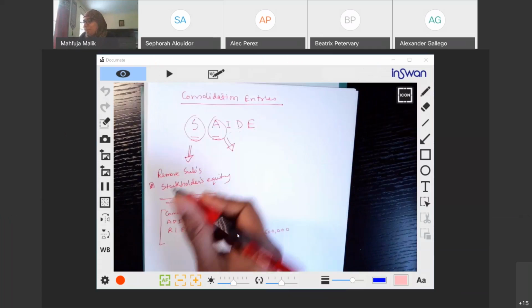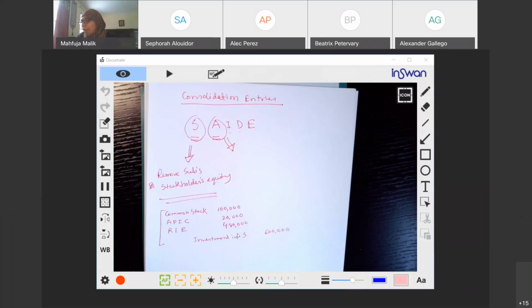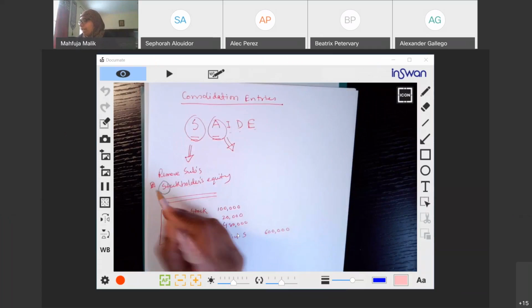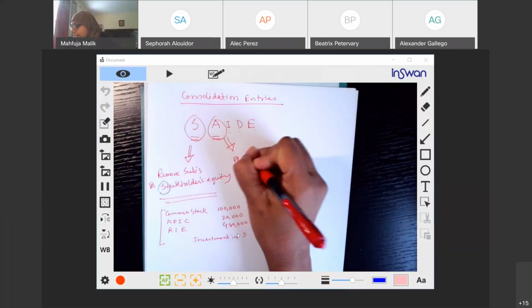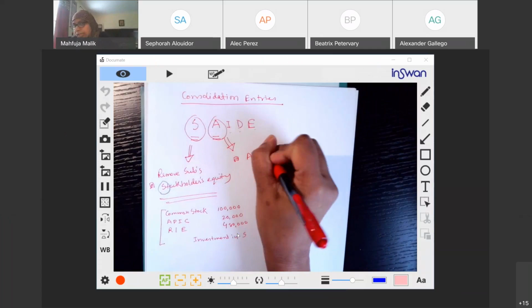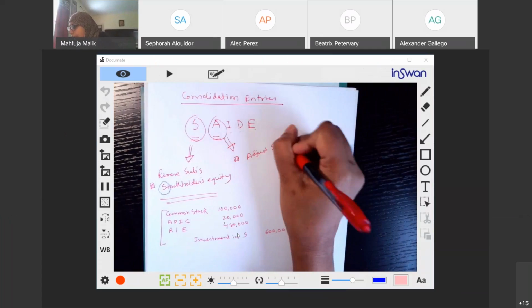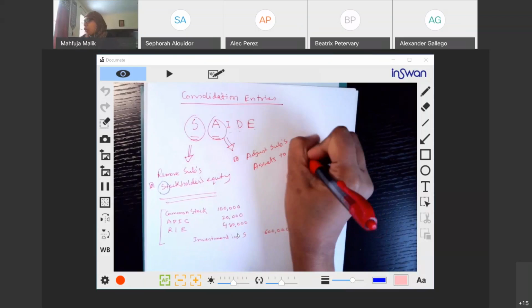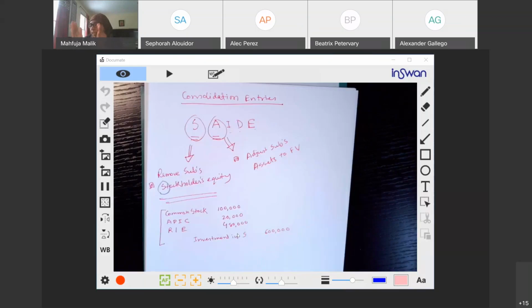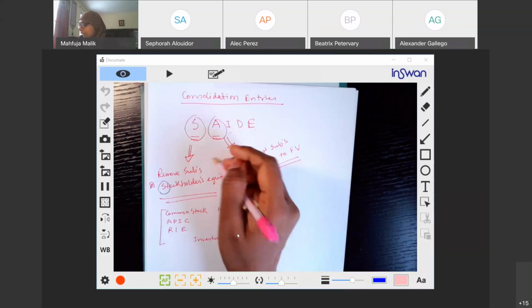This naming is a little bit weird. I think S means stockholders' equity. A means adjust subsidiary's assets to fair value. So originally we plugged in the numbers in the second column, all were book value, but now we will adjust their assets to reflect the fair value. Now remember, I guess the A means this A.